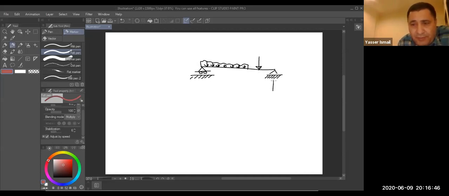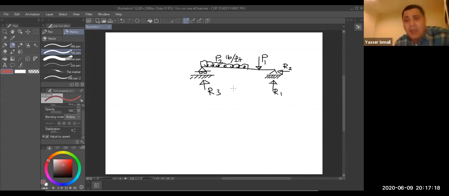One, 2. So this is B, and this is B, ton or Newton or pound per meter. We call it pound per feet. And this is B1 and this is B2. And you have here R1, R2, and you have the perpendicular reaction, we call it R3. How many reactions, guys? I have 3 reactions. You have 3 unknowns.